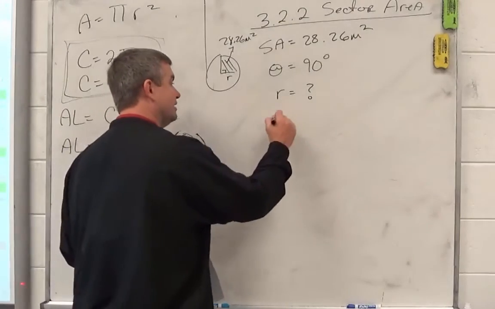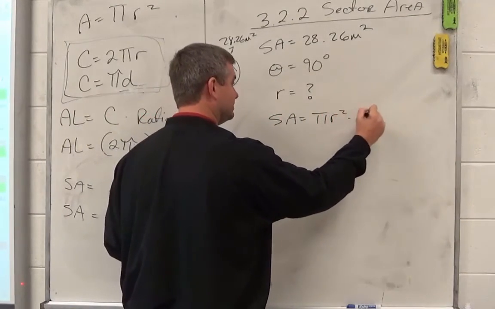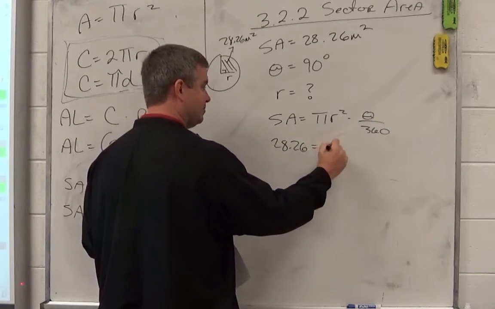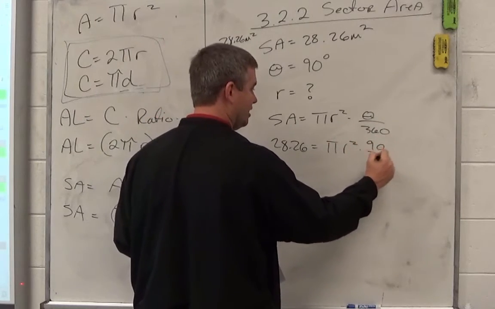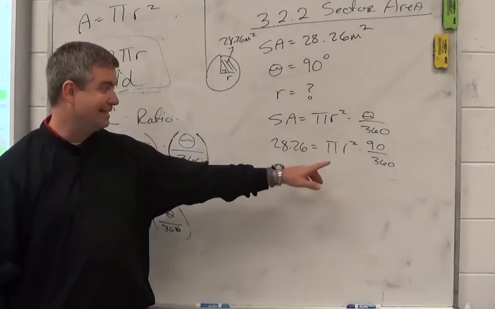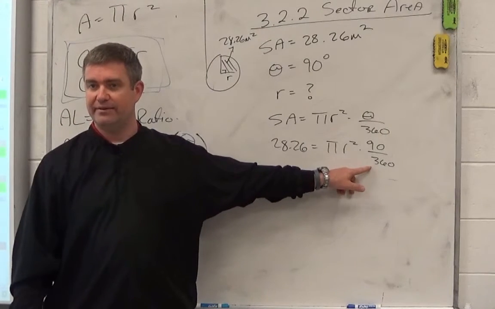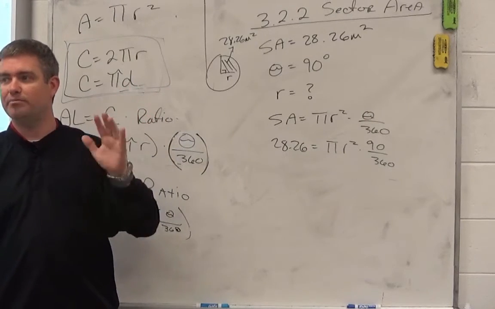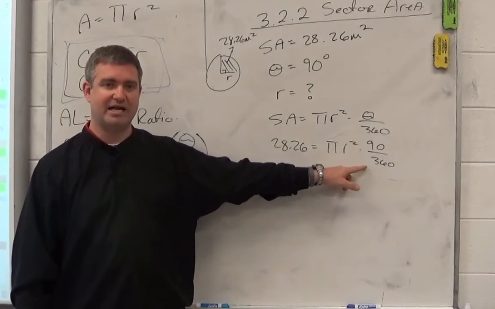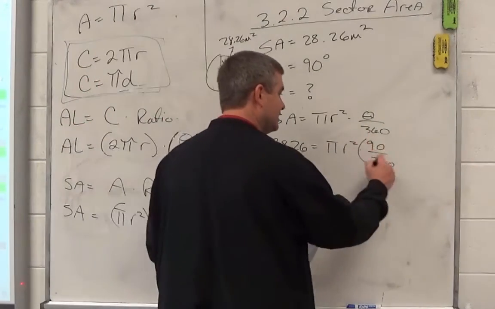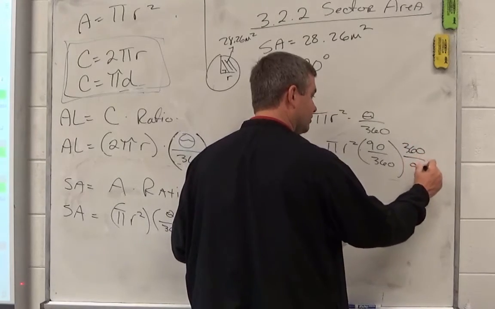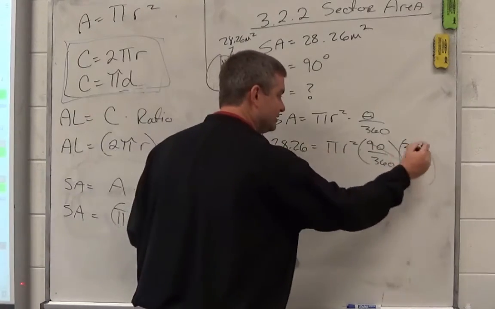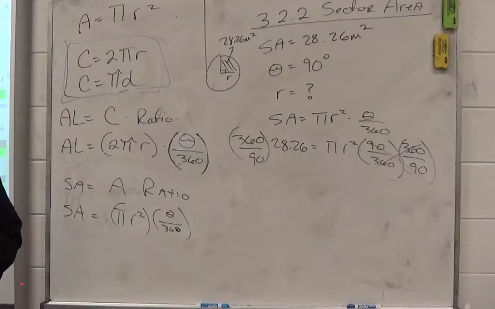All right, so how do we do this? The sector area equals pi r squared times theta over 360. Sector area is 28.26, pi r squared times 90 over 360. Now some of you are going to realize that 90 over 360 is just 1/4. And that's the same as multiplying this side over here by 4. I'm going to recommend that you not do that. Don't miss the problem because you simplified this fraction incorrectly. It's so easy to just multiply by the reciprocal, 360 over 90, on both sides. There's no reason to miss a problem because you simplified incorrectly. Just leave it as 360 over 90.